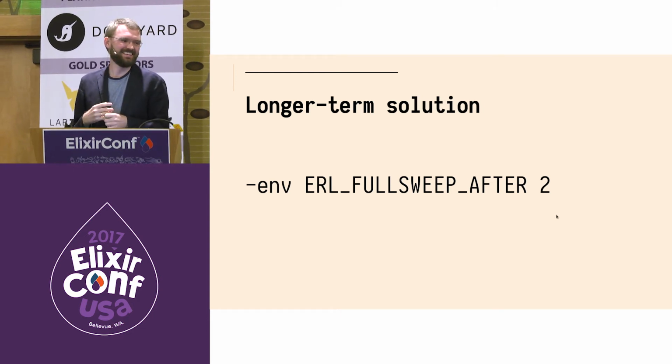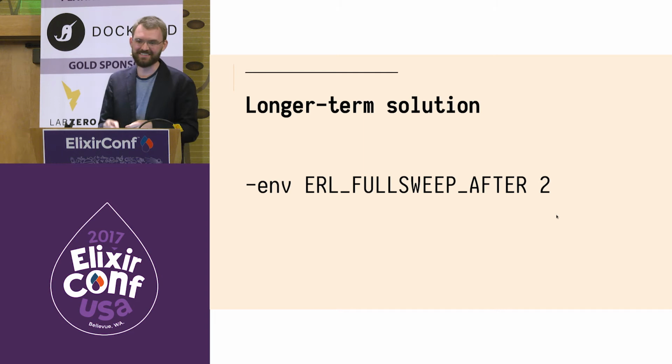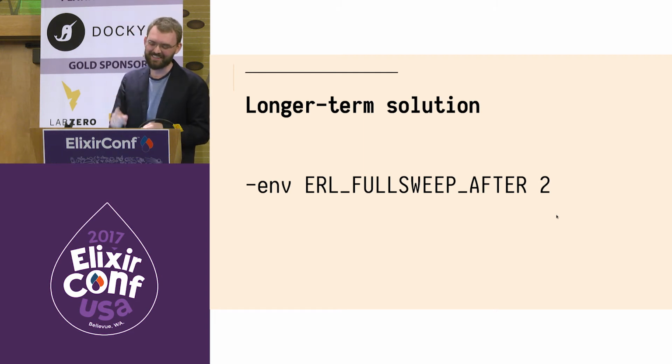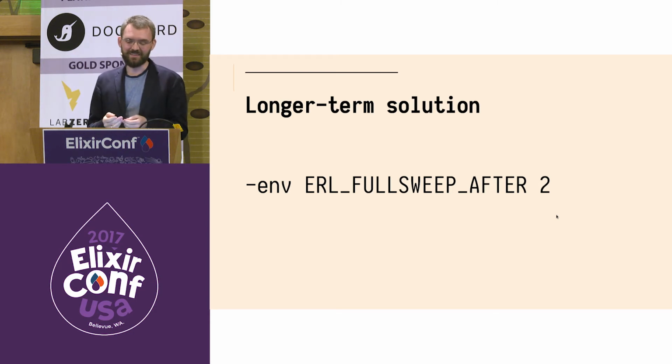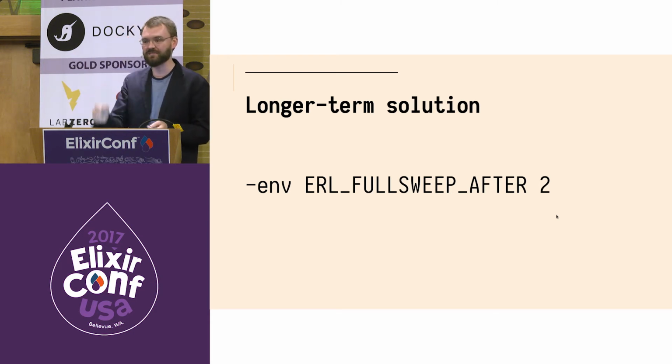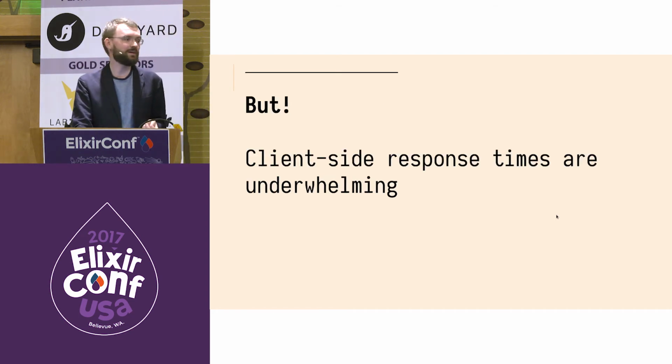Does anyone know? I checked today in the Erlang manual. This is the number of generational garbage collections allowed before triggering a full sweep garbage collection. The default is like 65,000. If you set it very low, you're just using up CPU, but the memory stays low. So this is what we did. That all worked. It was great.